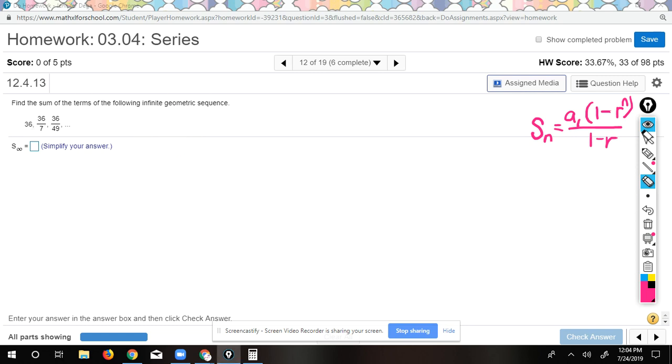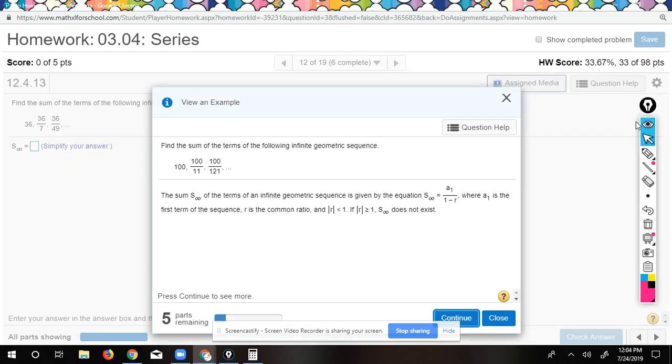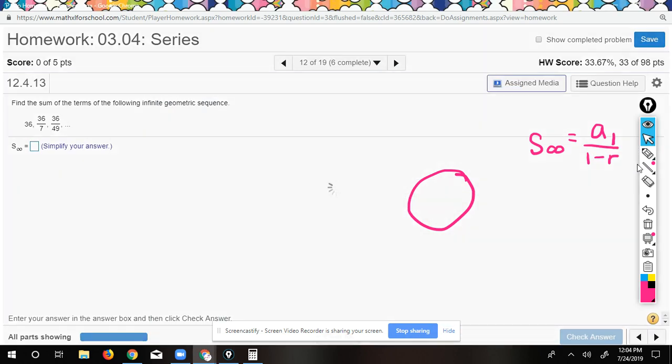Okay, so this one's an infinite geometric series. So this one's going to be a little bit of a different formula. So they want us to find the sum of the terms of the following infinite geometric series. So we're going to go to question help and view an example to get that formula. So here it tells us the formula is right here. The sum of an infinite geometric series is the first term of the series over 1 minus the common ratio. Okay? So we're going to plug that in.